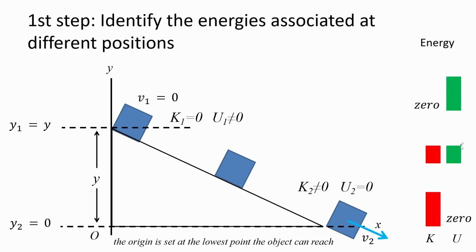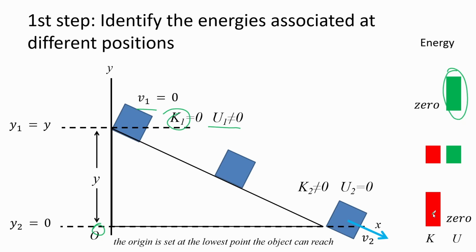So the first step is, of course, let's draw the problem. So you have V1 equal to 0. So if there is no motion, there is no kinetic energy. But it has height, this is at maximum, U1, so it has potential energy. Then as it reaches the bottom, it has no potential energy, so its height is 0.